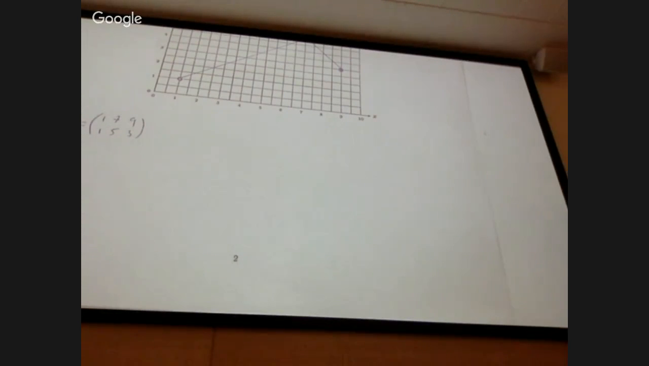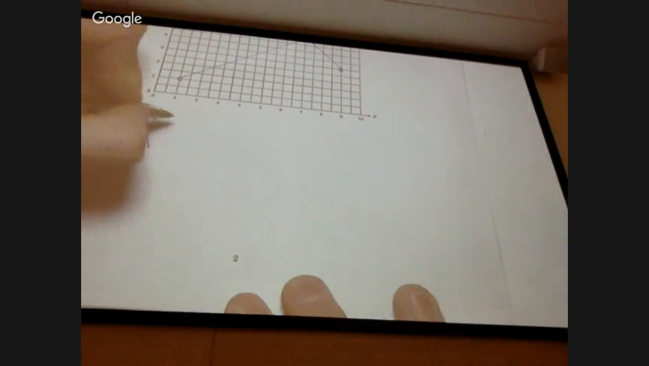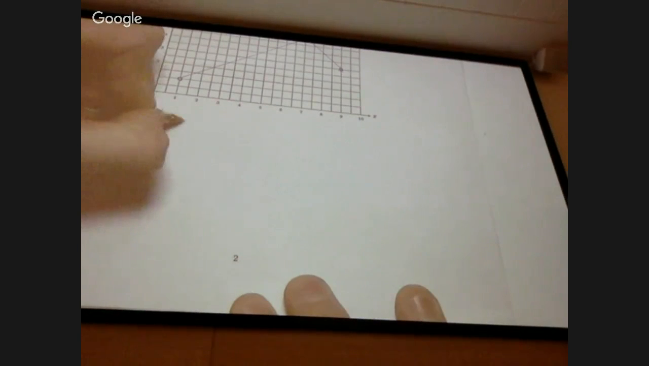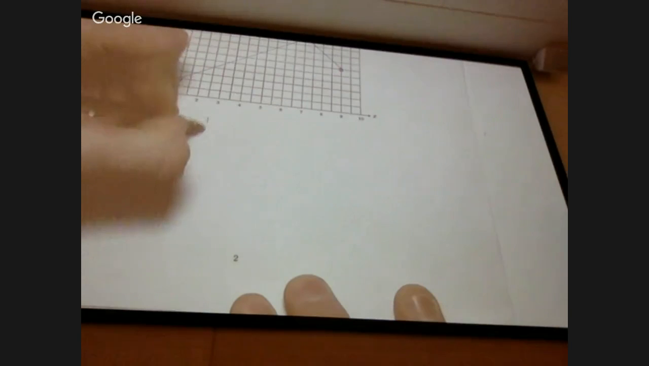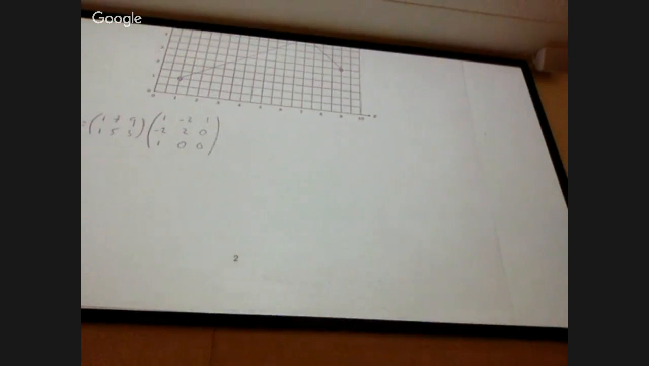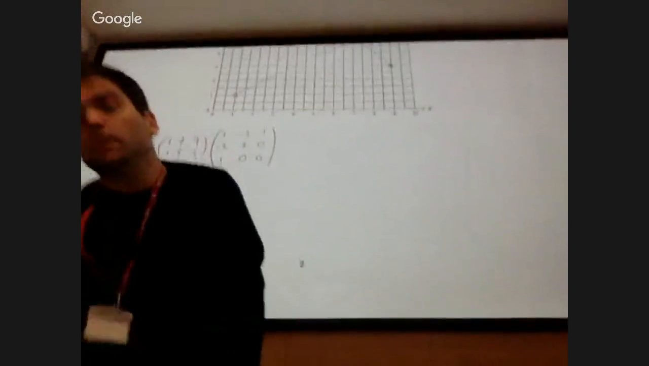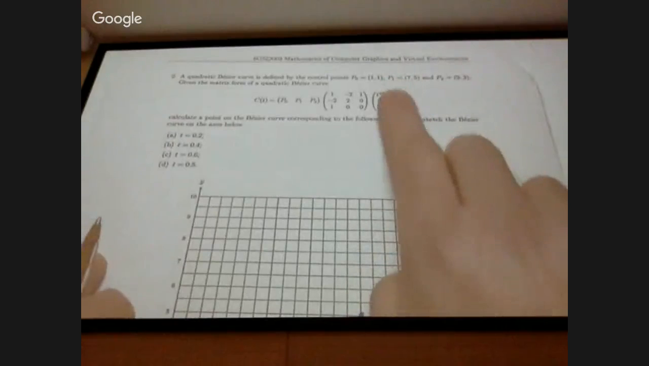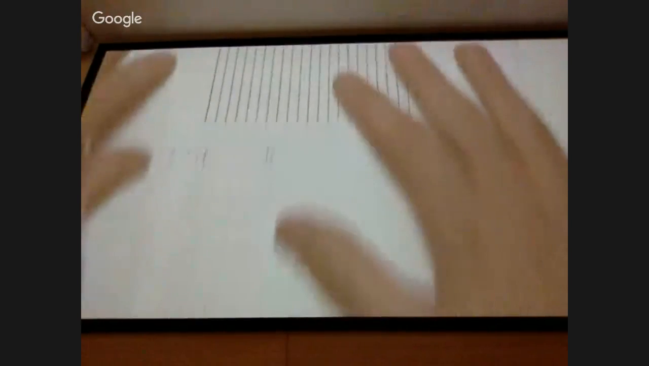Then that's multiplied by the M matrix, which is the same for any quadratic Bezier curve. And that's found using Casteljau's algorithm, etc. But once you've done that once, you never have to do it again. Okay, and finally we have our t vector. So we have t squared, then t, then 1.